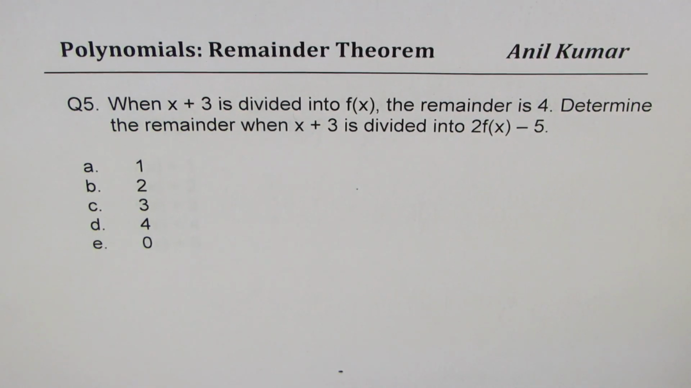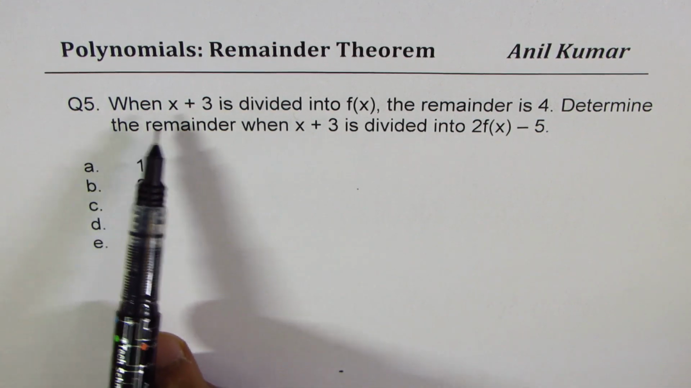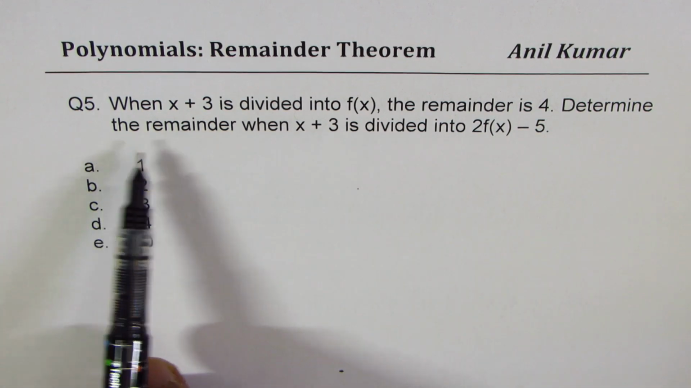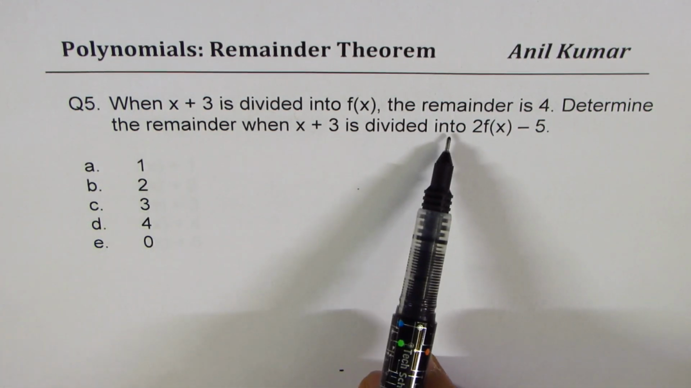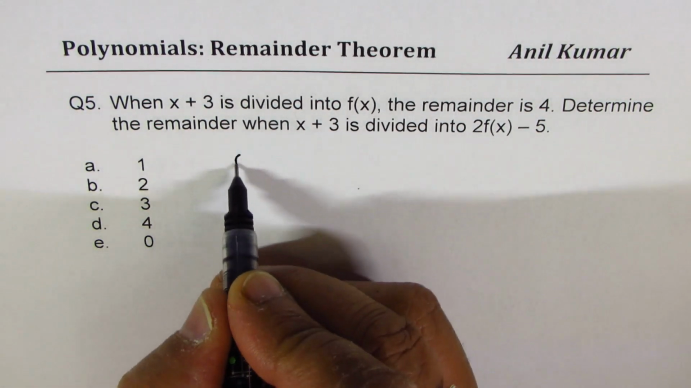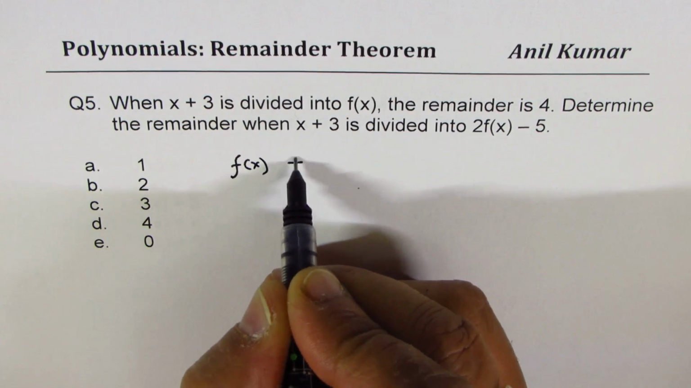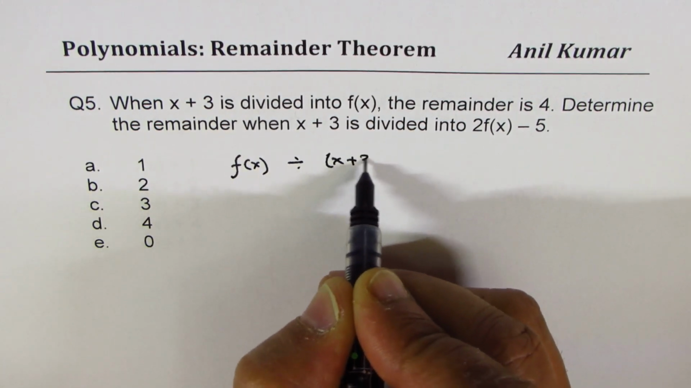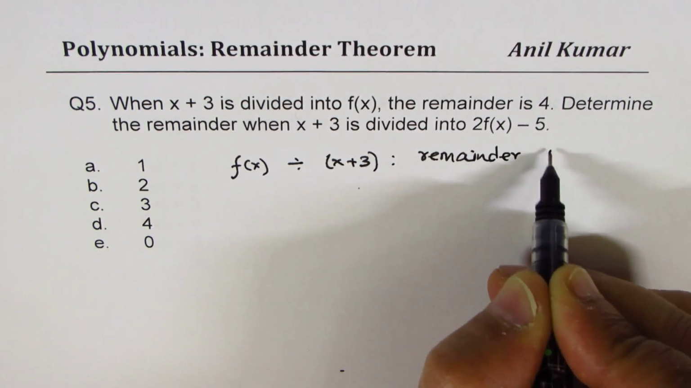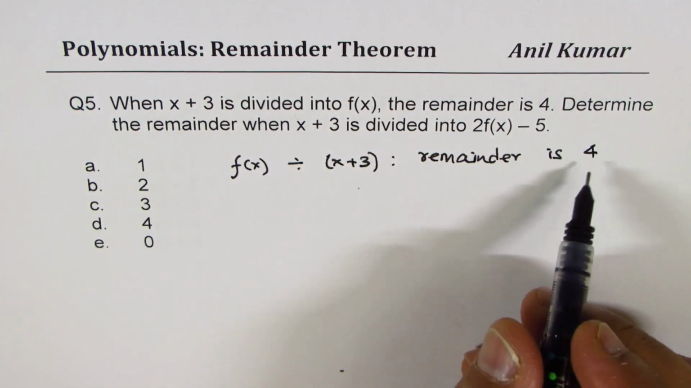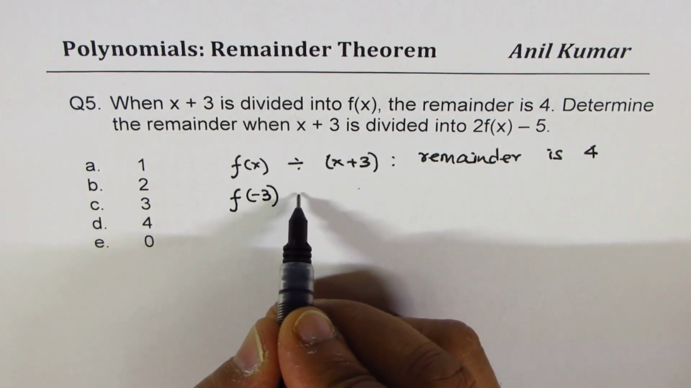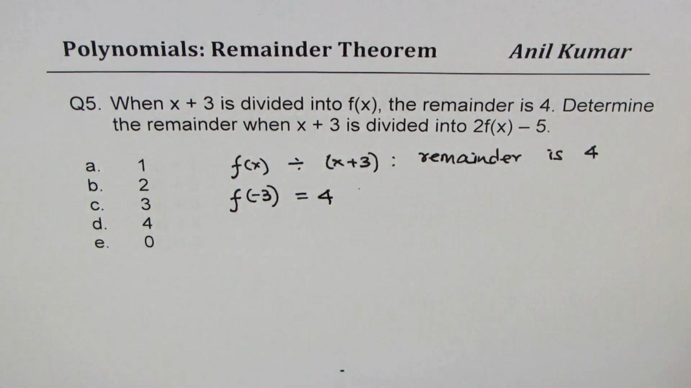Question number 5 is a thinking question. When x + 3 is divided into f(x), the remainder is 4. Determine the remainder when x + 3 is divided into 2f(x) − 5. So what we are saying here is that when f(x) is divided by x + 3, the remainder is 4. It really means that f(−3) is equal to 4. That's what it means.